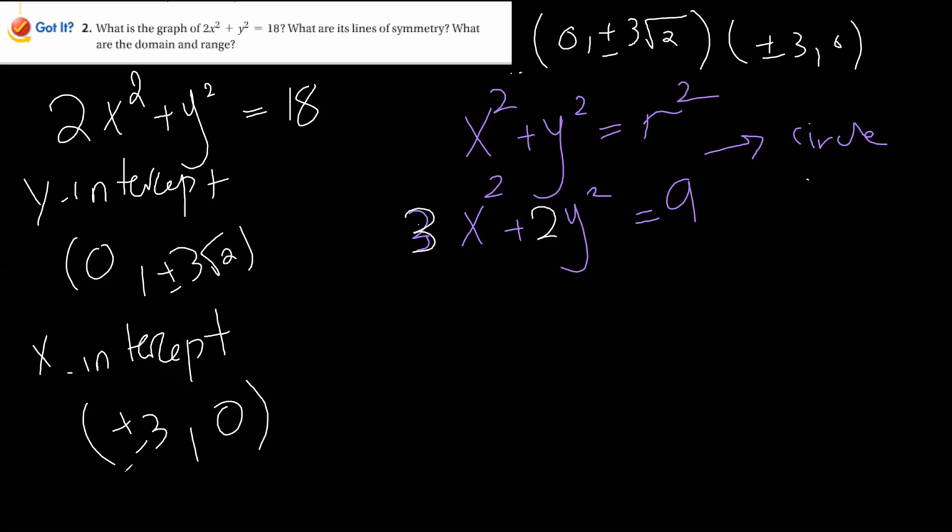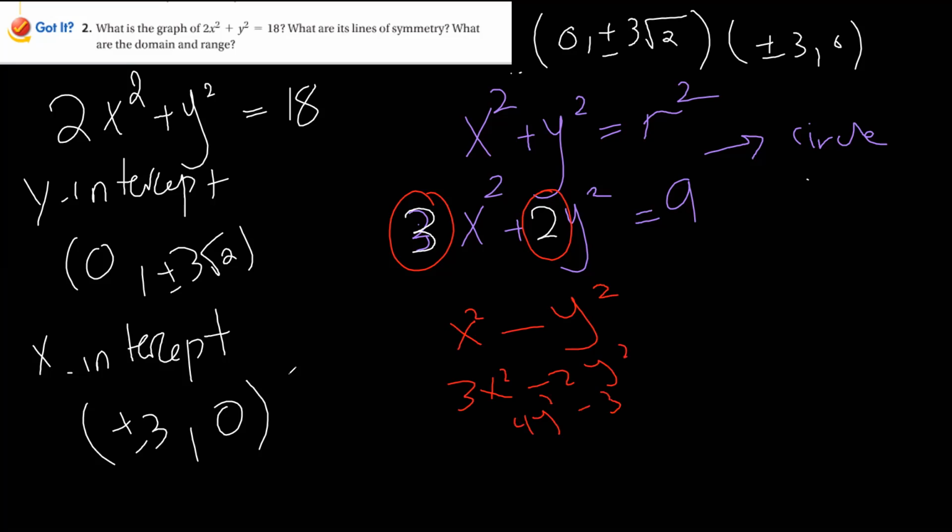Look here now, we have 3x squared and 2y squared. They are different and equal a radius. Now, if both of them are plus, like x squared plus y squared, I'm talking about either an ellipse or a circle. But if they are subtracted, like x squared minus y squared, or 3x squared minus 2y squared, or 4y squared minus 3x squared, as an example, equal a number.